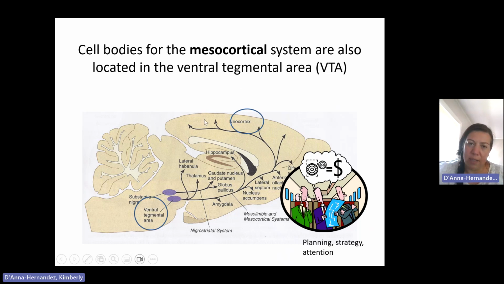Our next system is called the mesocortical system. So again, it's in the name. It goes from the ventral tegmental area to the neocortex, and that's all of our things that make us cognitively unique. So planning, strategy, attention, all of that is going to affect our mesocortical system.